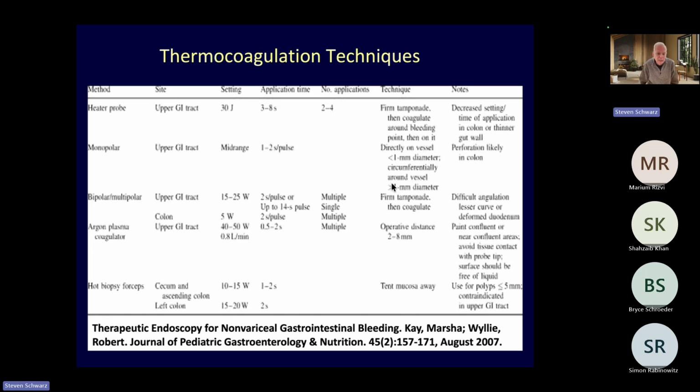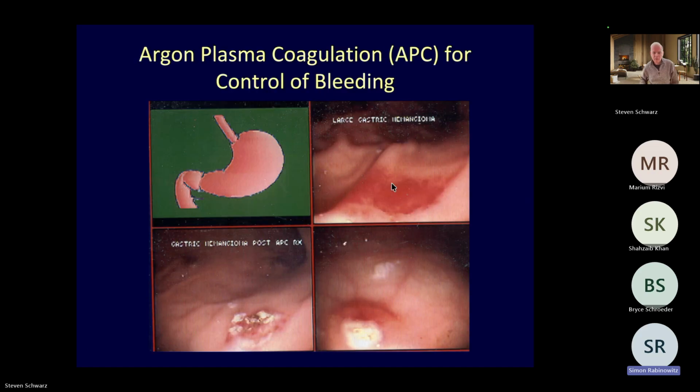The argon plasma coagulator is something that's good for surface bleeding only. I've never used it. I don't know if Dr. Rabinowitz has used it, but it sort of paints the mucosa, and it's only when the bleeding is right on the surface. And then again, a hot biopsy forceps I've not used. Here's a picture of the argon plasma coagulator. You see this is probably a surface AVM, and here's what happens after the coagulation.